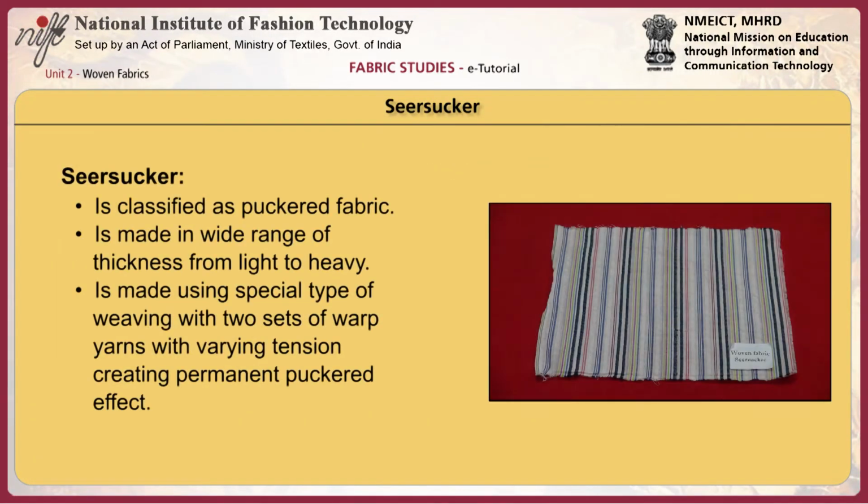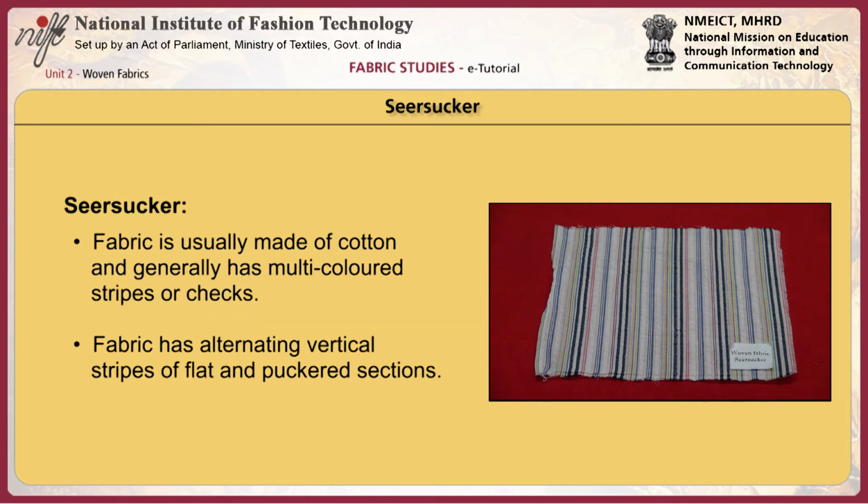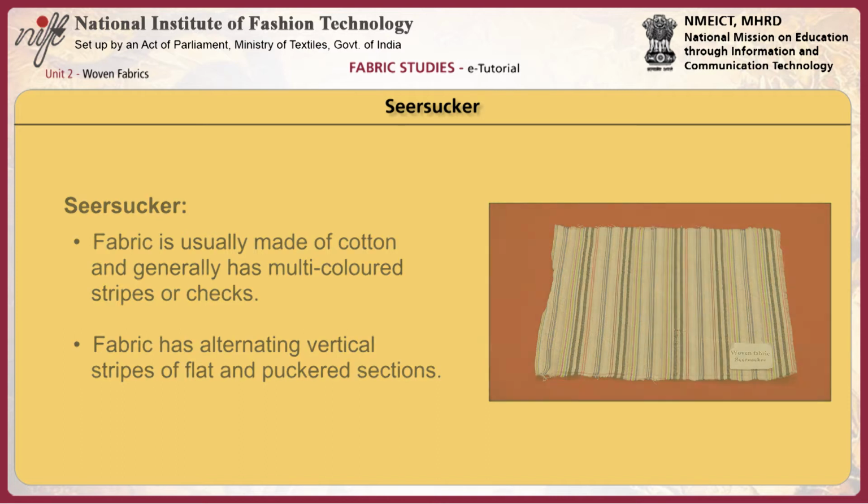Seersucker is classified as a puckered fabric. It is made in a wide range of thickness from light to heavy. It is made using a special type of weaving with two sets of warp yarns with varying tension, creating a permanent puckered effect. The fabric is usually made of cotton and generally has multicolored stripes or checks. The fabric has alternating vertical stripes of flat and puckered sections.